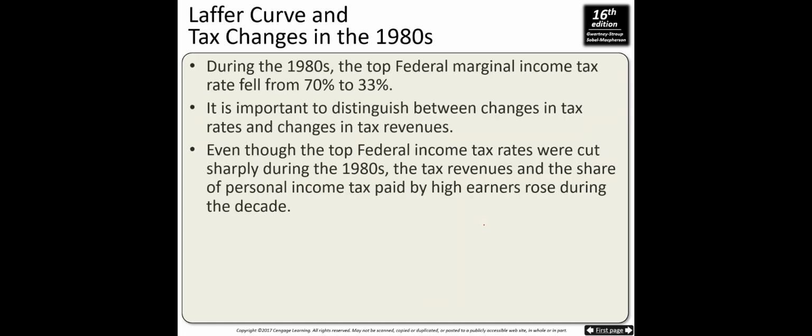Laffer curve and tax changes in the 1980s. During the 1980s, the top federal marginal income tax rate fell from 70% to 33%. It is important to distinguish between changes in tax rates and changes in tax revenues. Even though the top federal income tax rates were cut sharply during the 1980s, the tax revenues and the share of personal income tax paid by high earners rose during the decade.